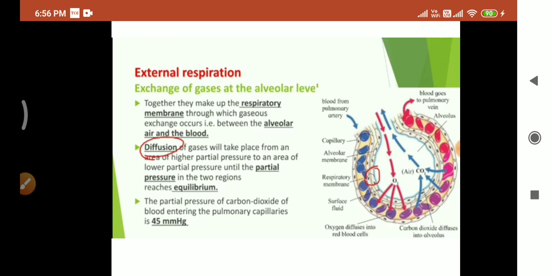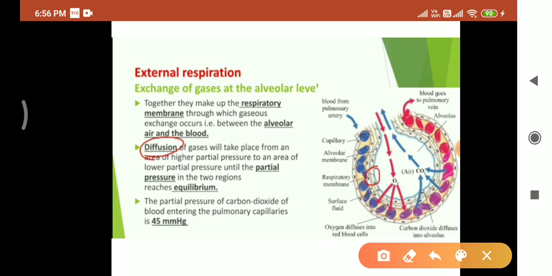So what is the process for this gases exchange? There is the diffusion. A diffusion process is involved for the gases exchange. So diffusion of gases will take place from the area of higher partial pressure to an area of lower partial pressure until the partial pressure in the region reaches equilibrium.